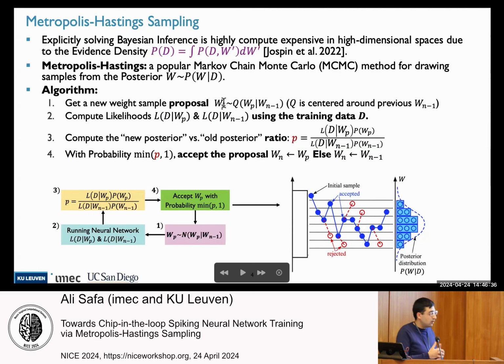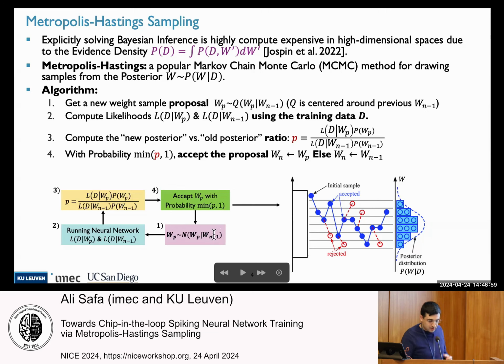For example, a quite used technique here is the so-called Metropolis-Hastings sampling technique. This technique allows you to retrieve samples that exactly come from the posterior distribution of the weights, in this case of a neural network, given the training data that you are using. And I will walk you through how this Metropolis-Hastings sampling algorithm works quickly.